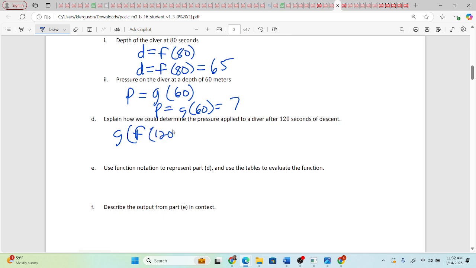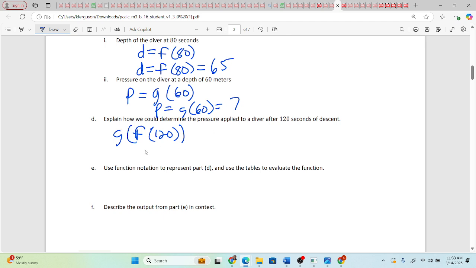If we take F, our first function, of 120, it's going to give us how much depth our diver is at. And then G says if you give us depth, we'll tell you how much pressure. Does everybody follow the logic that I'm going through? So if I plug in 120 for the first function, I get an answer, and then I take that answer and apply that to G.